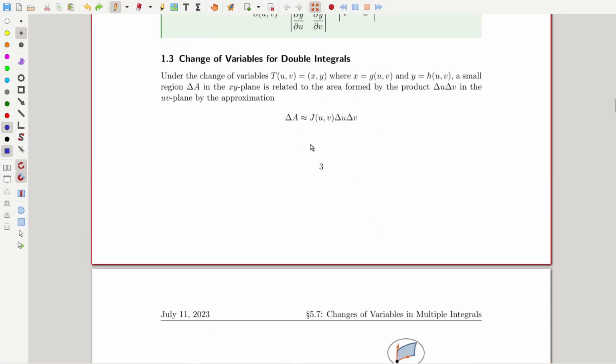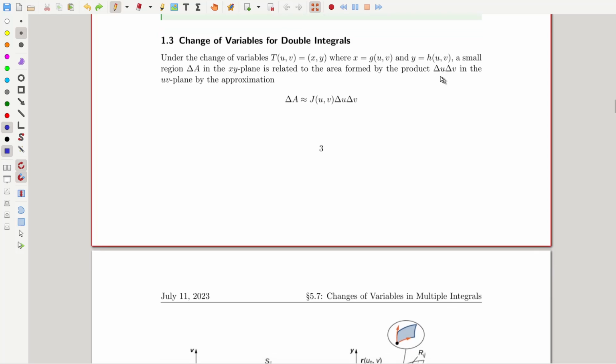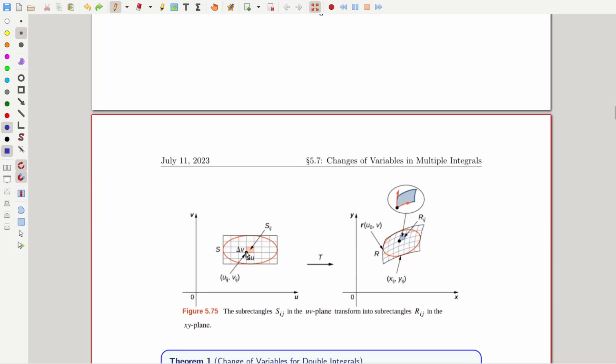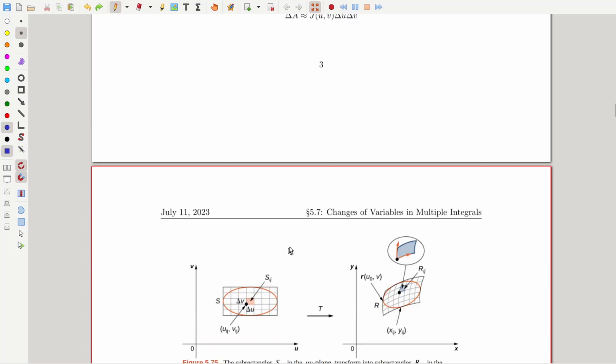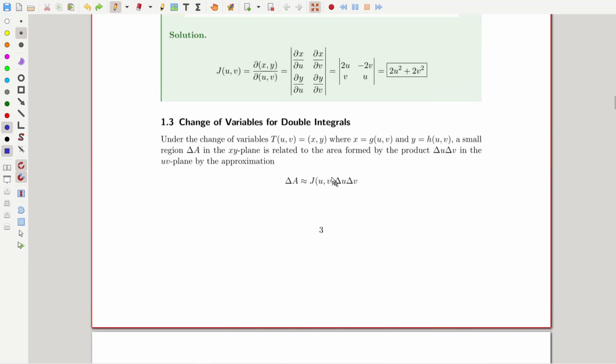And that's what this is representing. So the change in the area in the xy plane ends up being related to the change in the u and v. So u and v are the sizes of these rectangles, and in the limit they're going to be differential elements. So it's going to be du dv instead of delta u delta v. But the main point is that you have this Jacobian factor showing up.